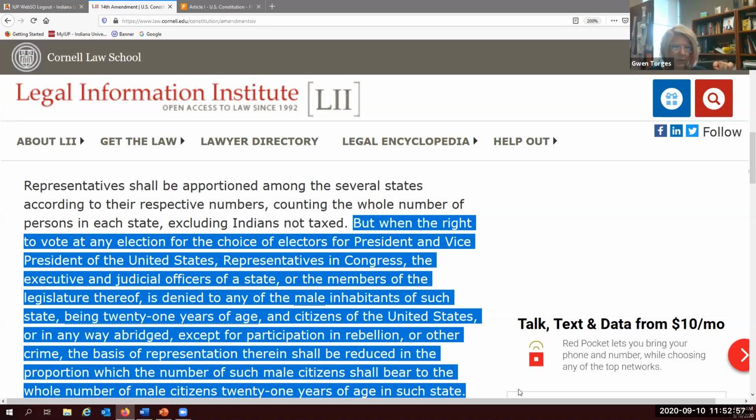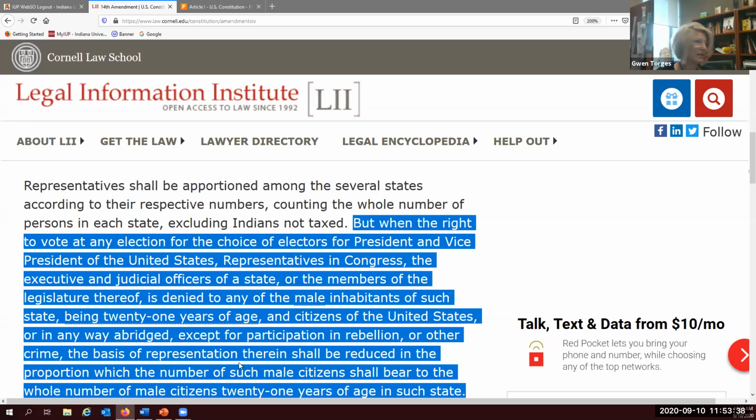This is prior to the 15th Amendment, which said that states couldn't deny the right to vote on account of race. Here, they were trying to do this in a more subtle way. They were trying to discourage disenfranchising African Americans, because basically they're saying, if you deny the right to vote to 30% of your population, the representation is also going to be reduced in the House of Representatives.